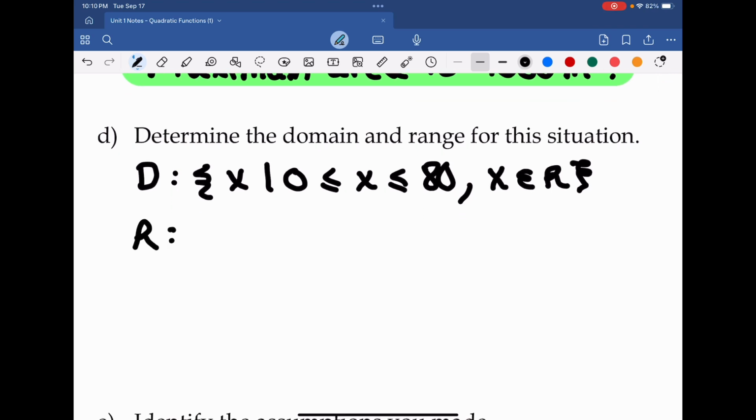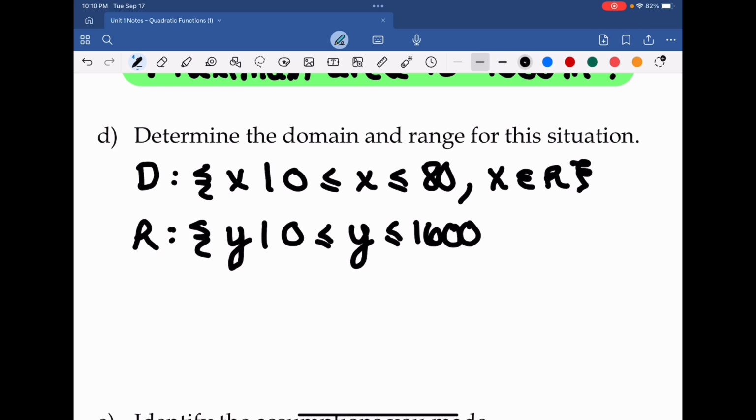Real number, or the range, sorry, not the reals, seeing too many R's on here. The range is where y such that it starts at 0 because it starts at the origin, and the maximum value, which is our Q value, was at 1600. So the area can either be 0 or it can be 1600 for here. And then we're going to say that y is an element of the real numbers.